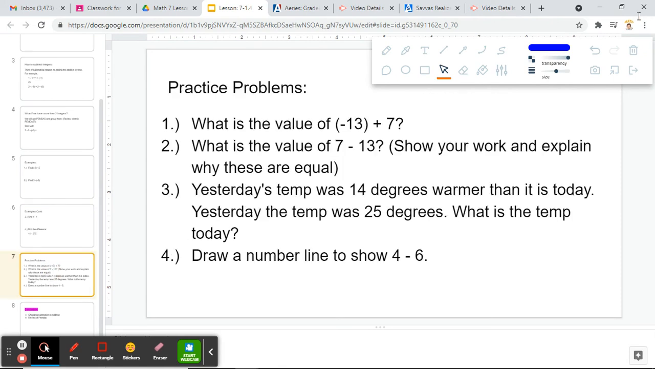Alrighty, we got some practice problems for you here. So here's 4 of them for you to think of. Negative 13 plus 7, 7 minus 13, 14, yesterday's temp was 14 degrees warmer than it is today. Yesterday temp was 25 degrees. What's the temp today? And draw a number line to show 4 minus 6. All right, so I'll let you guys try that out and make sure to ask questions on these tomorrow if you need help on them.